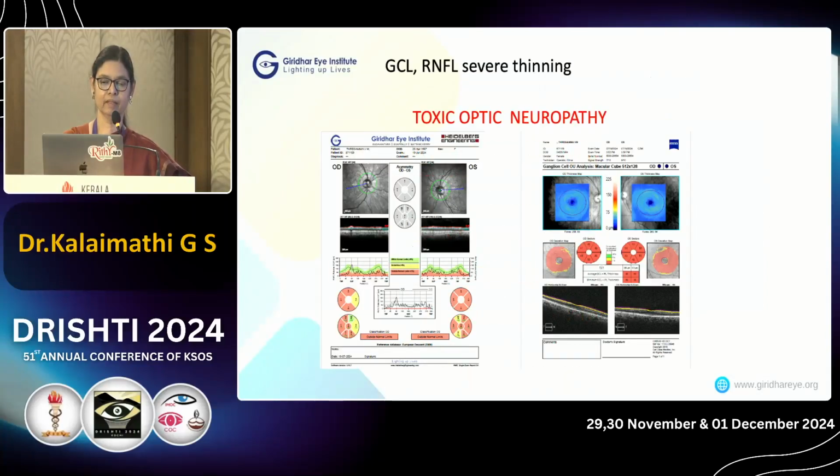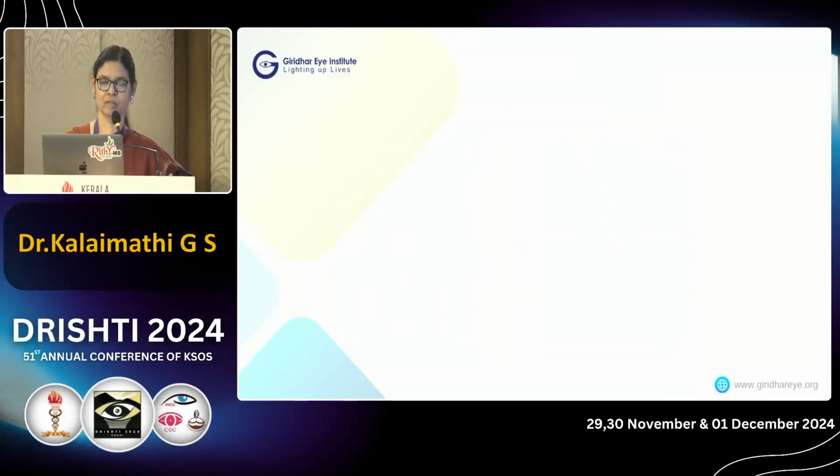So this is again toxic optic neuropathy. From the history we can make out, and this is again primary optic atrophy because the pathology is behind the disc.